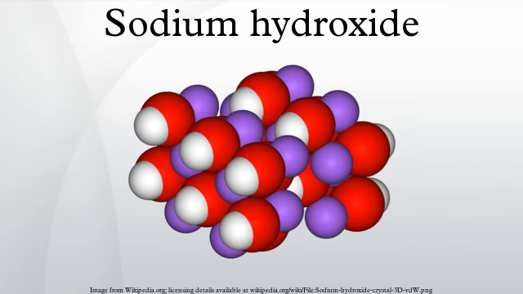Historically, sodium hydroxide was produced by treating sodium carbonate with calcium hydroxide in a metathesis reaction. This process was called causticizing.